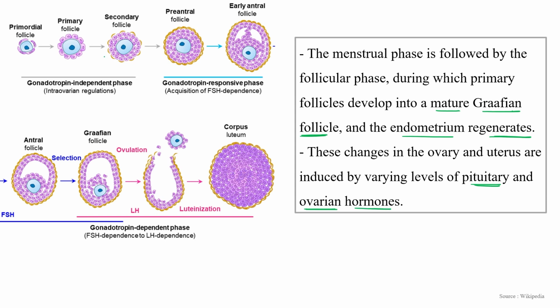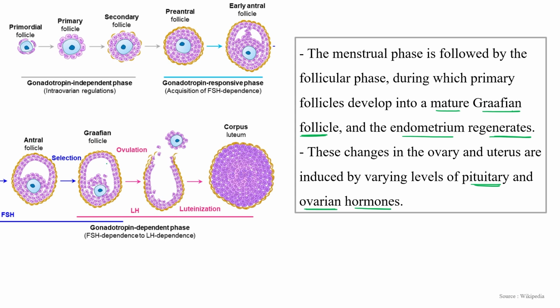Okay, varying level of pituitary hormone. Initially, from primary follicle to secondary follicle lies the gonadotropin-independent phase. And then from this early antral follicle phase, it is gonadotropin responsive, known as the gonadotropin responsive phase, which is the acquisition of FSH dependency. Okay, and then antral follicle to Graafian follicle.